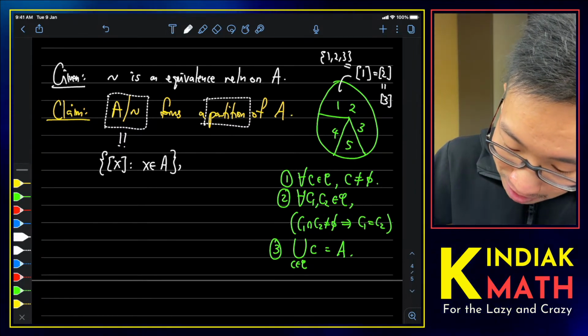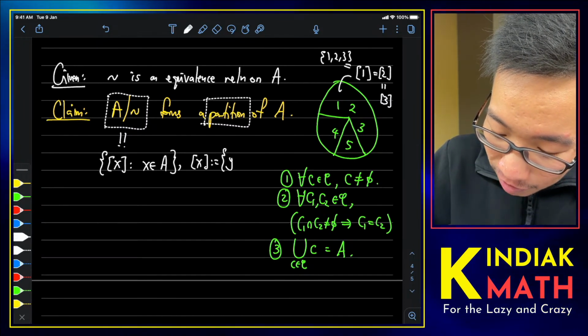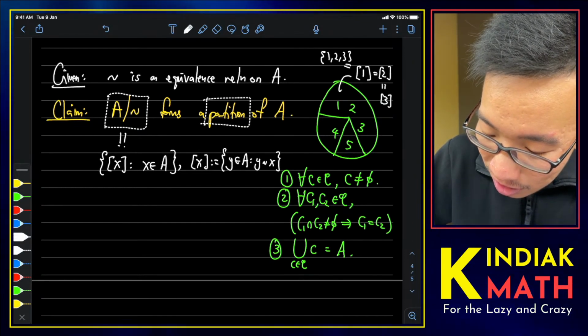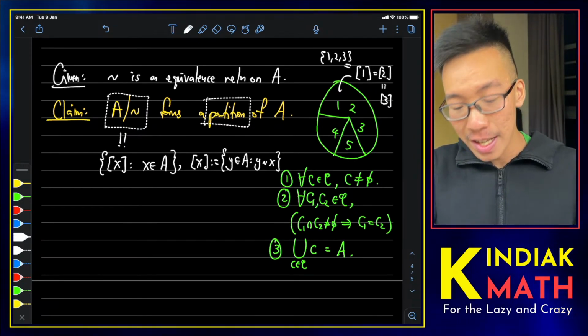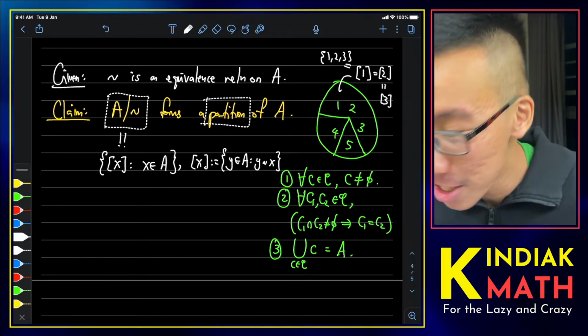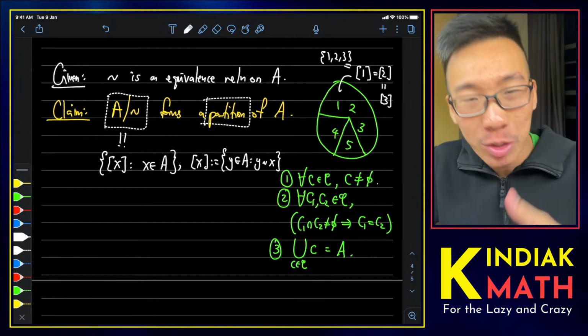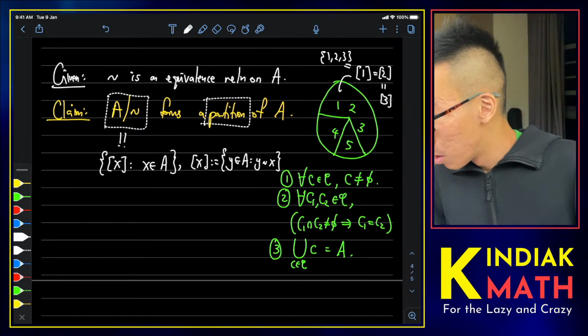So, once again, this notation refers to the collection of elements that are related to X. Okay, so that's all the notation, right? That's just notation. That's not the actual proof. It's quite notation heavy, right? But that's notation. So we need to prove this claim.